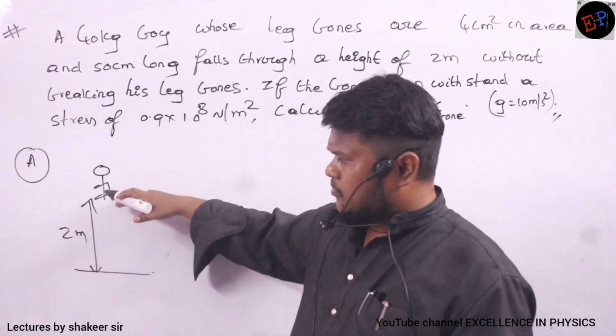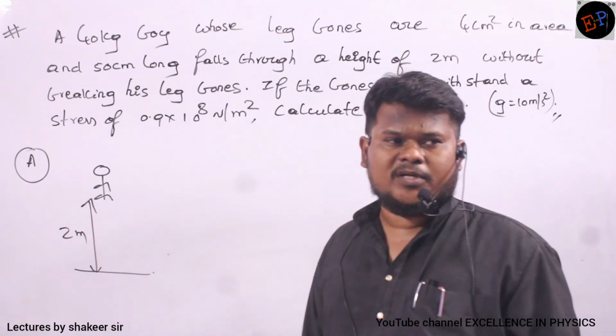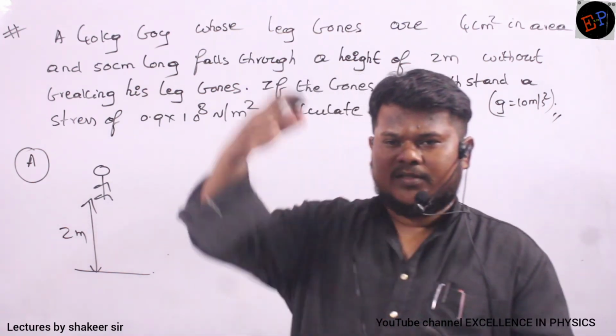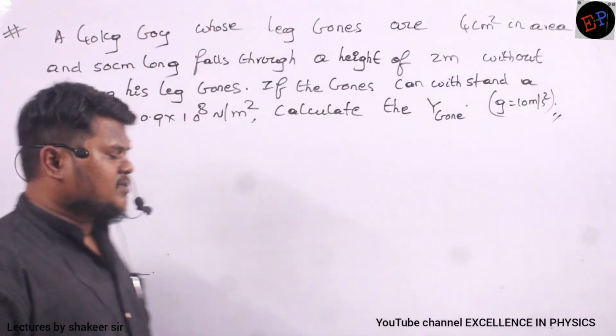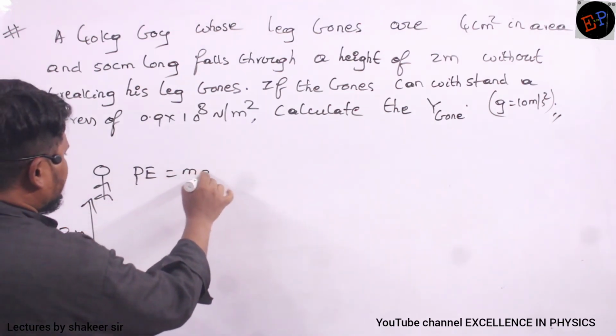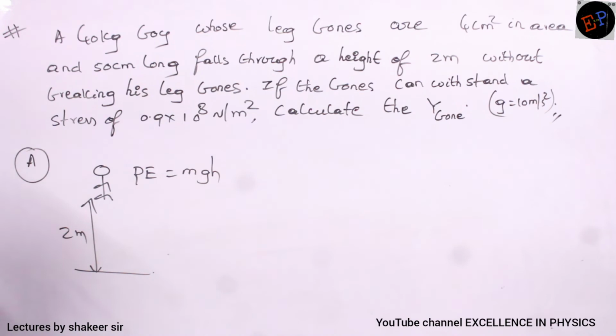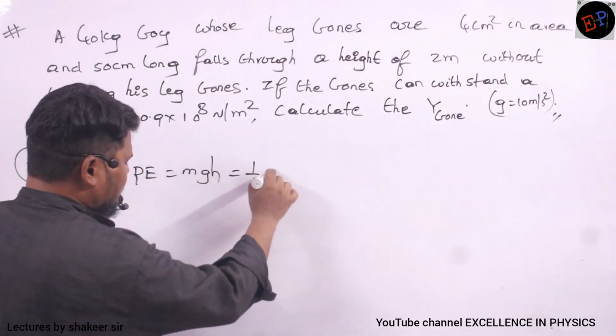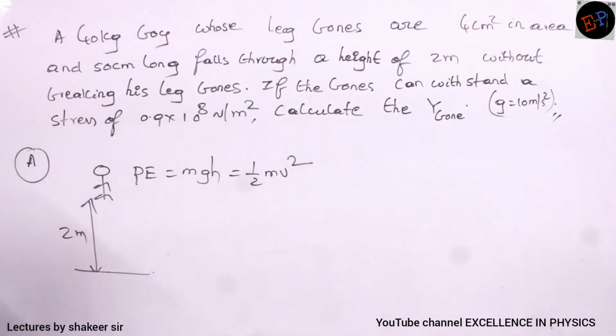When he is at a height of 2 meters, he is having some potential energy. How much potential energy does this person have? The potential energy formula is mgh, only one. This is the equation for potential energy. And when he jumps from this height to the ground, his potential energy converts into kinetic energy. His potential energy converts into which kind of energy?